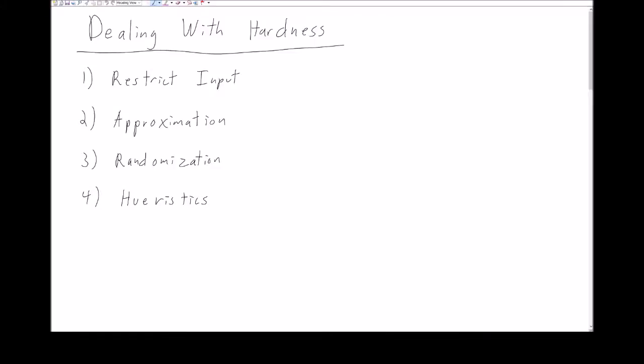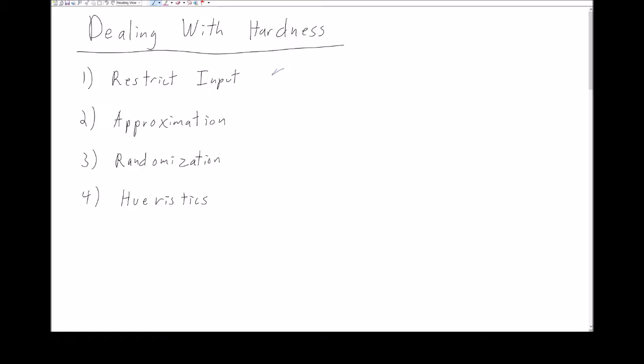Now that we know what a hard problem is and how to show a problem is hard, how do we actually deal with a hard problem? Whenever we are faced with a hard problem, we know that there isn't a polynomial time algorithm, and in effect, there's no efficient way to solve it. So we have to do something else. There's a few different things we can do.